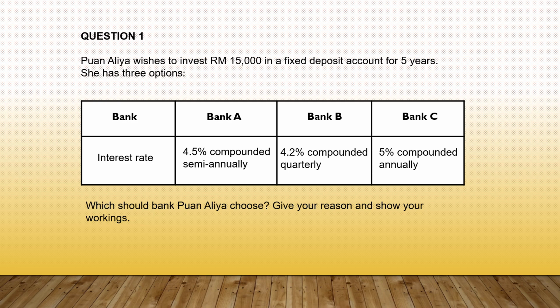For question 1, Puan Alia wished to invest 15,000 in a fixed deposit account for 5 years. She has 3 options, Bank A, Bank B and Bank C. For interest rate, Bank A is 4.5% compounded semi-annually. Bank B is 4.2% compounded quarterly. And Bank C is 5% compounded annually. So, which bank should Puan Alia choose?